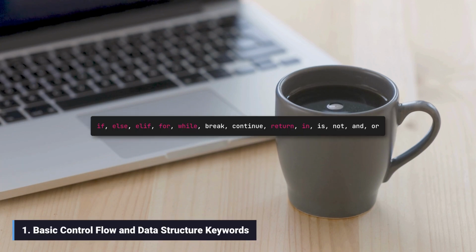1. Basic control flow and data structure keywords. These are the words you've used most often. If, else, and elif manage branching logic. For and while manage loops with break and continue, modifying loop execution. Return exits a function and in, is, not, and, or are for membership testing and logical operations. Maybe the is keyword is one you will not often use.